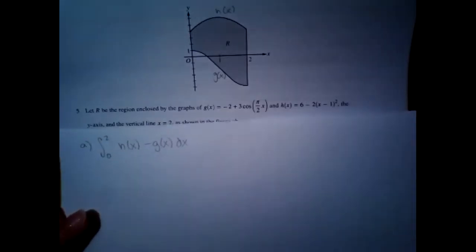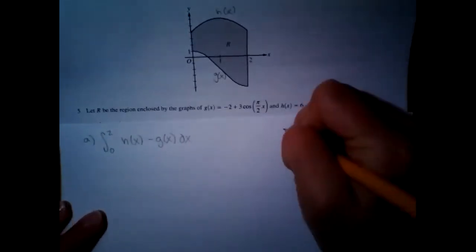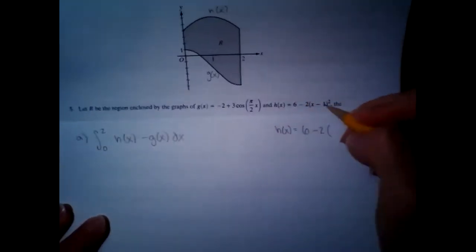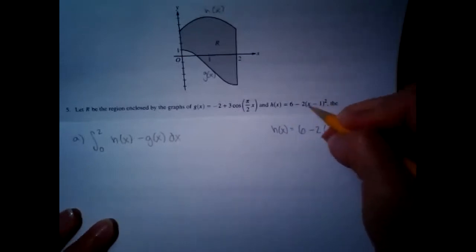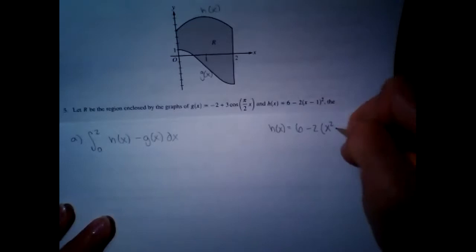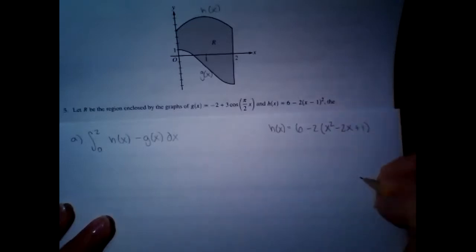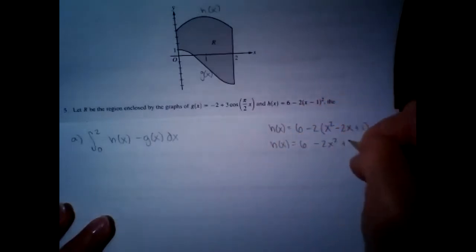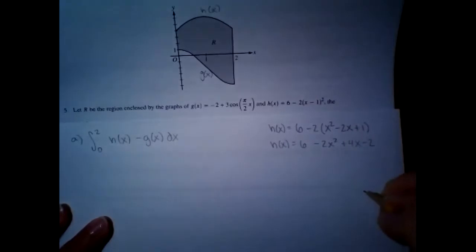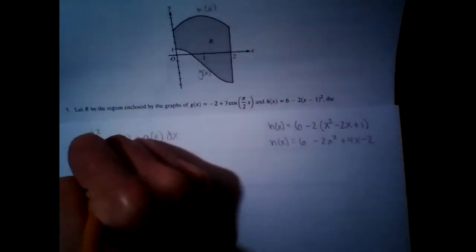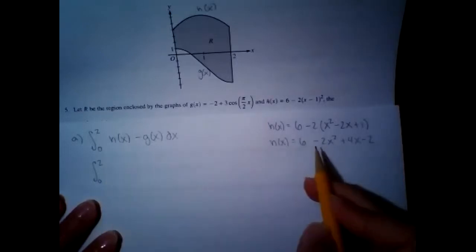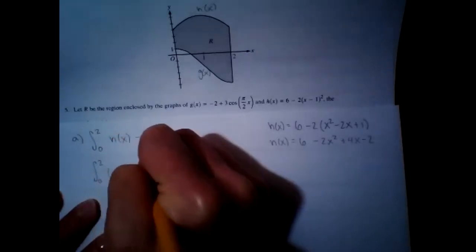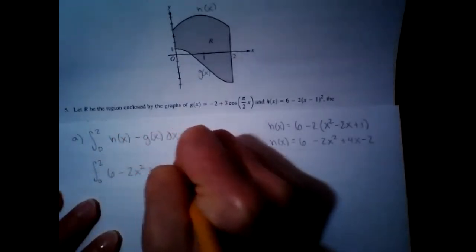Now the first thing I'm going to do is adjust h of x here real quick, because this is probably what most of you would do. I'm going to multiply this out. It'll make it easier to do the antiderivative. So if you multiply this out, x minus 1 squared will be x squared minus 2x plus 1. And then I'm going to distribute the negative 2 through that. And then I'm going to go ahead and set this up here. So this will be the integral from 0 to 2. h of x is this one. So 6 minus 2x squared plus 4x minus 2.